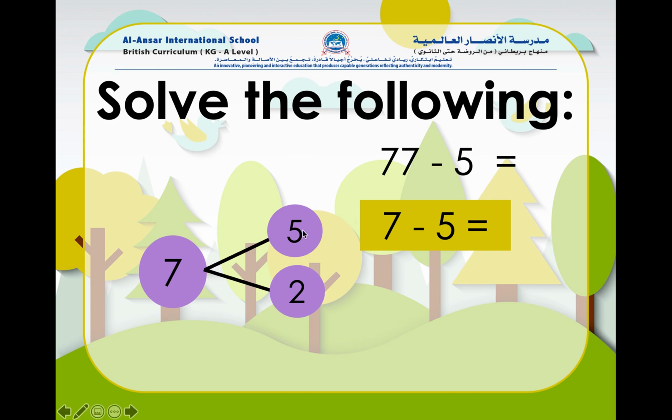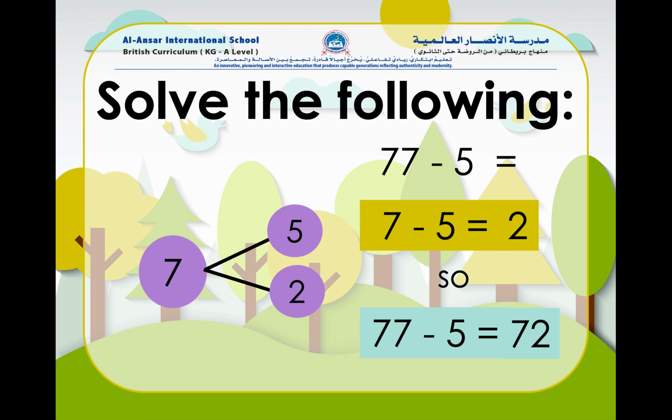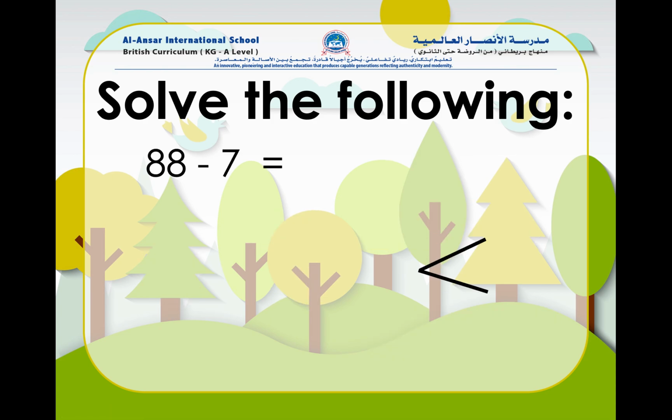7 take away 5. You can put 7 in your head, 5 on your fingers. 7 minus 5, 6, 5, 4, 3, 2. So 7 minus 5 equals 2. Now when we use this for our bigger subtraction sum, we can just add our 10 to the number. So 77 minus 5 would be 72.